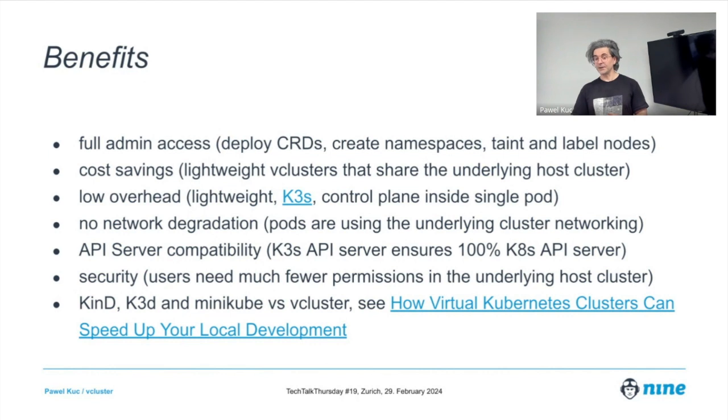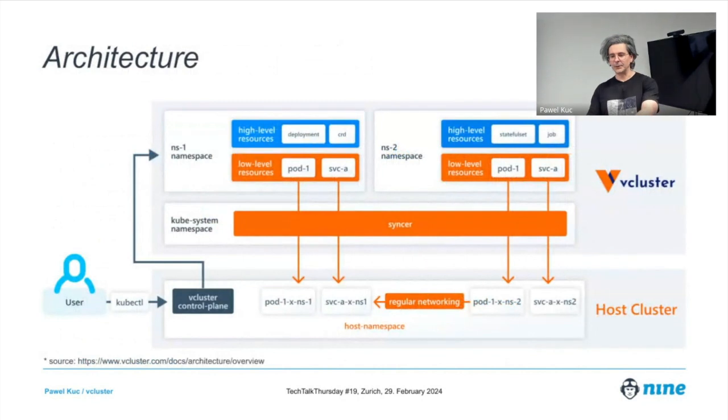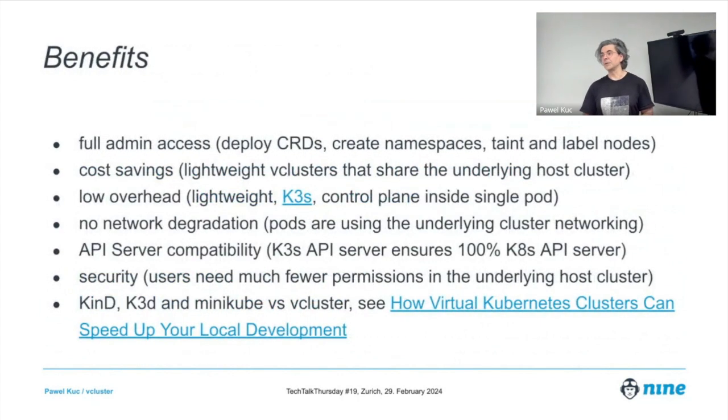We have no network degradation because, once more, whenever you create a pod it is synced back to the host cluster, and we have regular networking. So you take everything from the host cluster, so you have the full potential of your host cluster. That's also important. API server: as I mentioned, the K3s server ensures 100% of the full Kubernetes API server, so you can test everything.